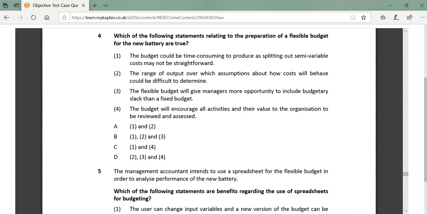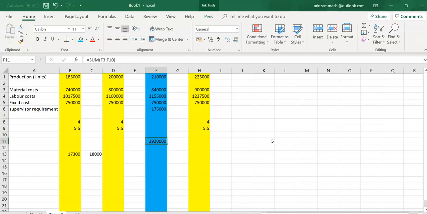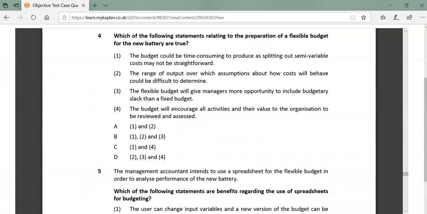The flexible budget will give managers more opportunities to include slack. No, not true, really. In a way, it's just a standard. There's no slack. We're not increasing anything. Slack is being able to put in additional costs that aren't there. So we don't have that issue with flexible budgets.